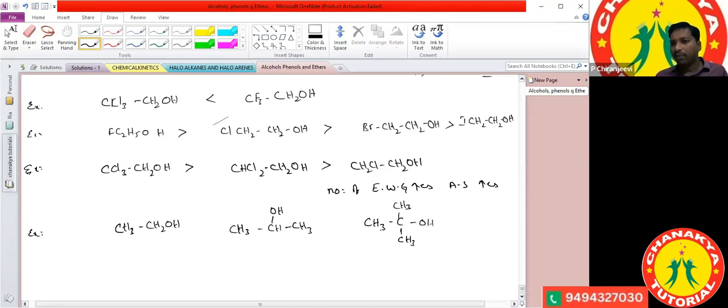Samita, first of all, I wrote three types of alcohols. Which one is primary, which one is secondary, and which one is tertiary?